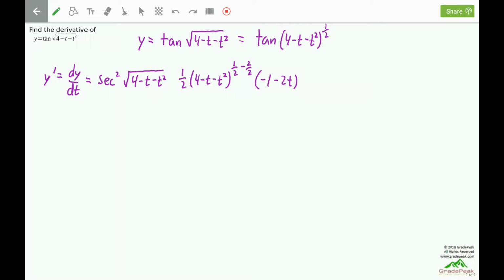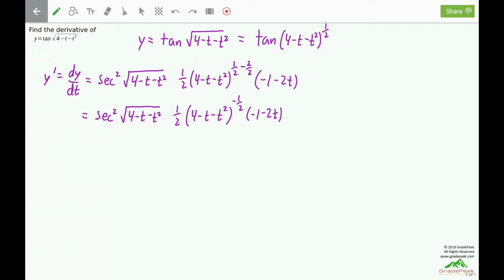The next step is to rewrite this to make it look a little bit nicer. So this will equal to, I'm just going to rewrite the secant squared exactly as we see it. We have a 1/2. I'm going to leave that alone for now. We have a 4 minus t squared. It will now be to the 1 minus 2, or negative 1/2 power. And then we have negative 1 minus 2t.